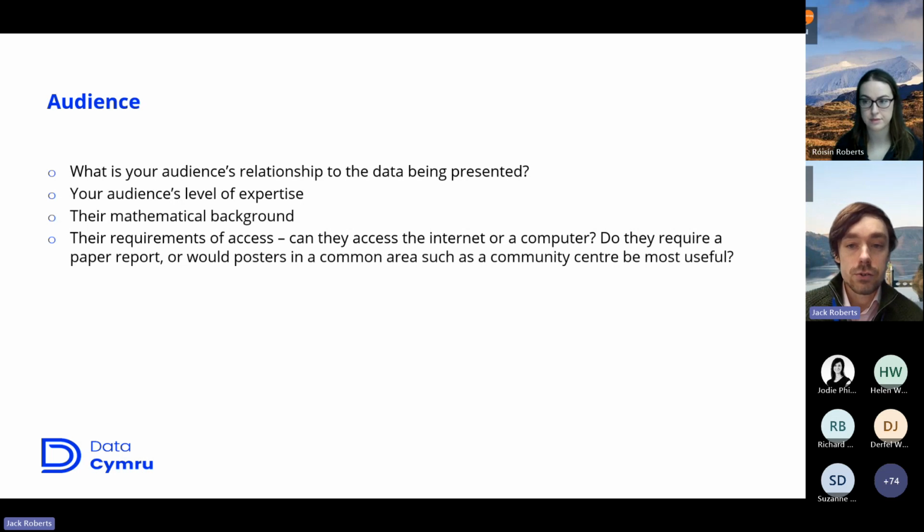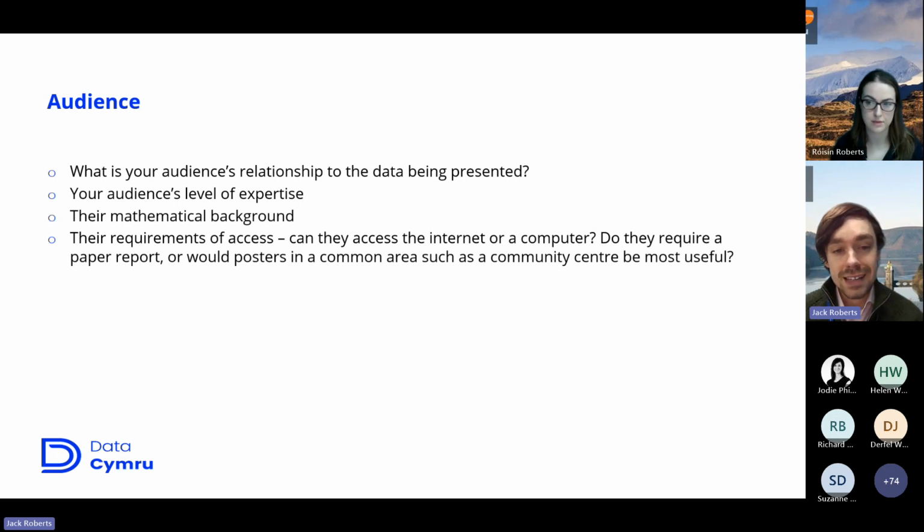So it's worth considering, does your audience want to see evidence, or do they just want you to walk them through the story? And what level of information do they need for that? For example, a service head might need more detail than a counsellor or a member of the public. Your audience's level of expertise is very important to understanding how complex your data visualization should be and what sort of information you should be presenting. And their mathematical background is also going to be a part of this.